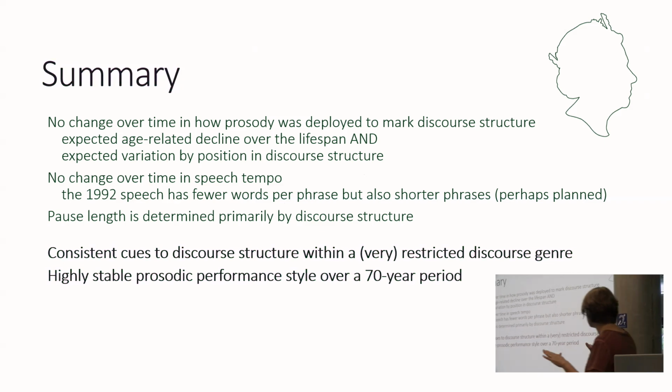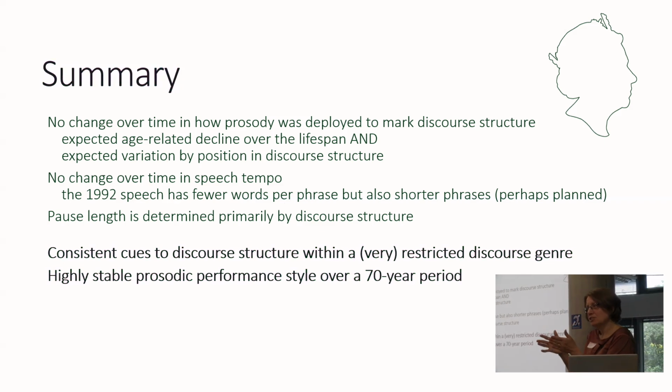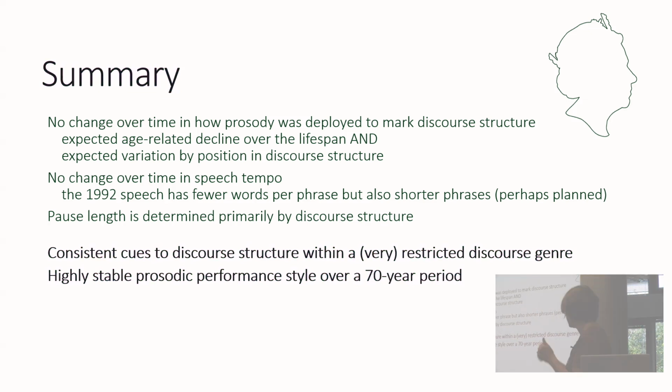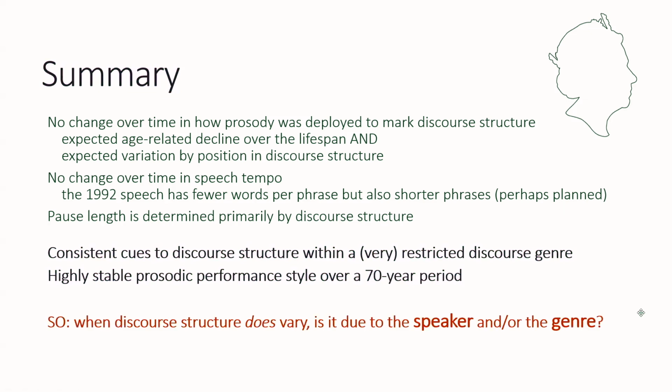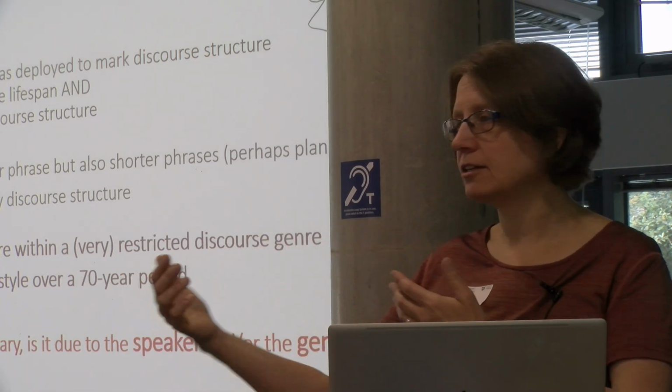So really consistent cues, but within a very restricted discourse genre. It's very limited. It's almost like, who else does this? The king now, a few other monarchs maybe. Highly stable prosodic performance by the late Queen over this really lengthy period. So a question I have now, which I think is interesting for your students perhaps, is when discourse structure does vary in the way that we've seen with the actors, you have all that control. I think of all the different ways you could deliver one Hamlet soliloquy. It's almost an infinite number of ways you could do it. Is that due to the speaker or is it due to the genre? And I think there will be a bit from each.